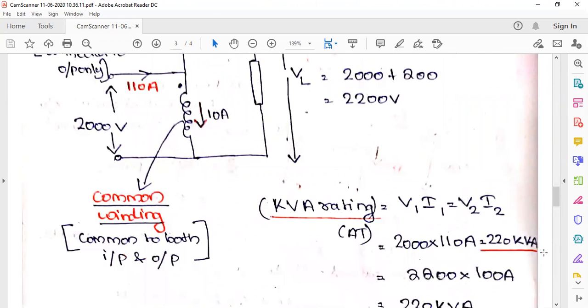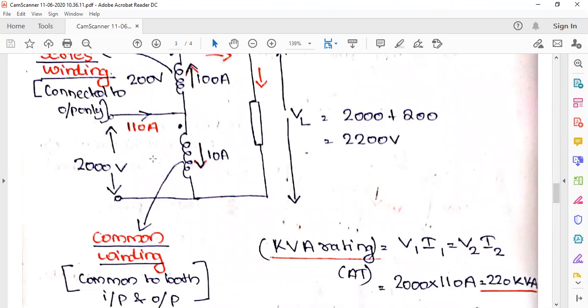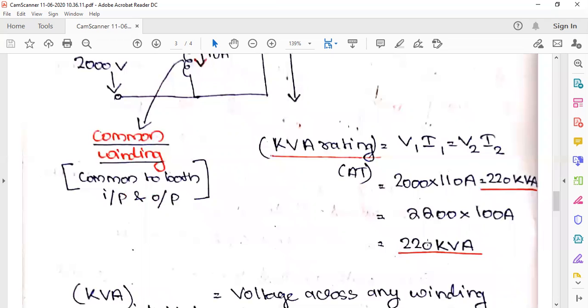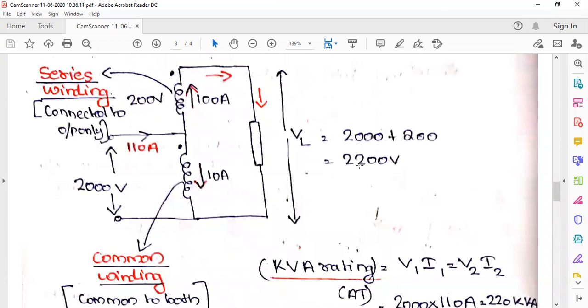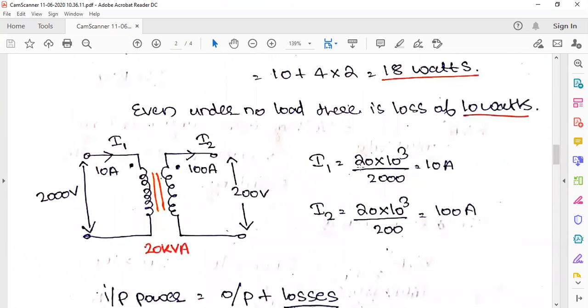So we know that kVA rating will be equal to V1. Common winding means common to both input and output. So kVA rating is equal to V1 into I1 is equal to V2 into I2. So V1 into I1, how much is it? 2000 into 110. You know how 110 came, 100 plus 10. So it is 220 kVA. And the output also, how much will it be? This much voltage into 100 is the current coming here. So it will be 220 kVA. So both the input side and output side kVA will be the same for the transformer, 220 kVA, right?